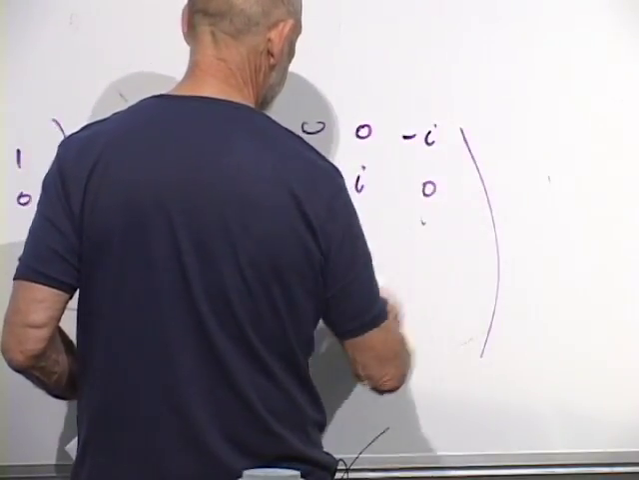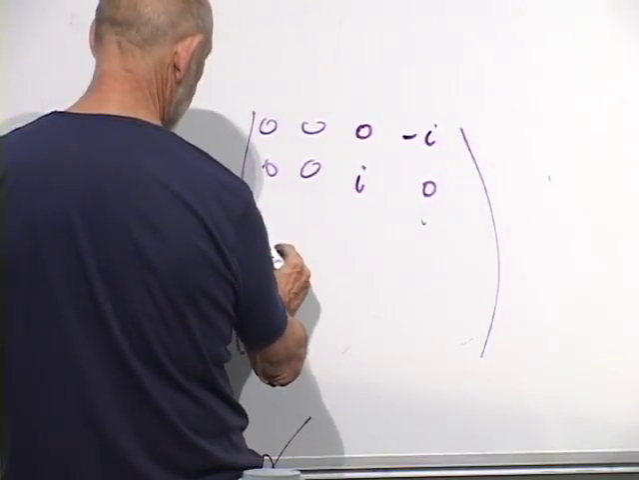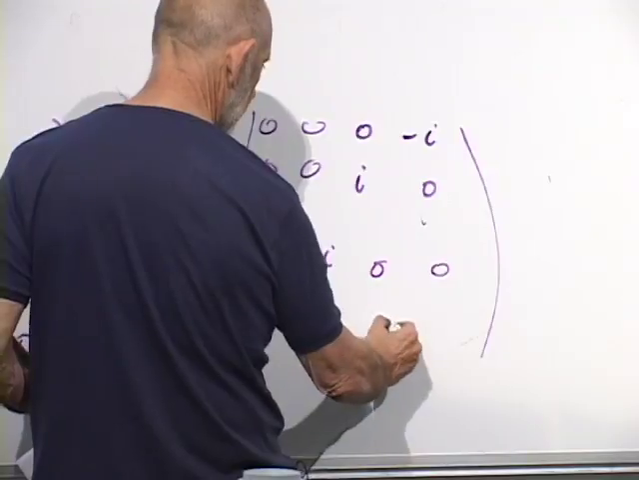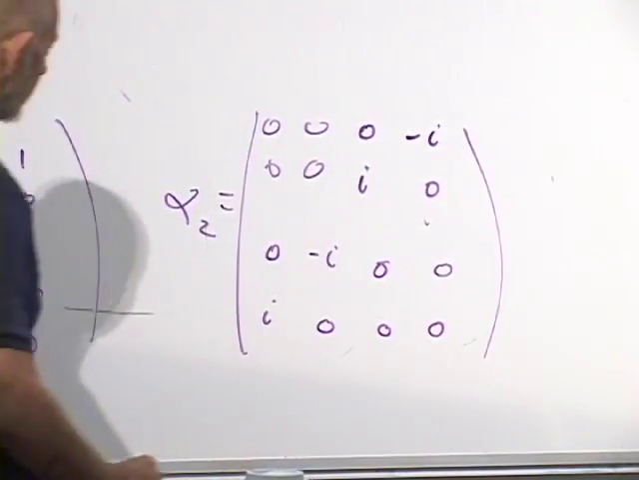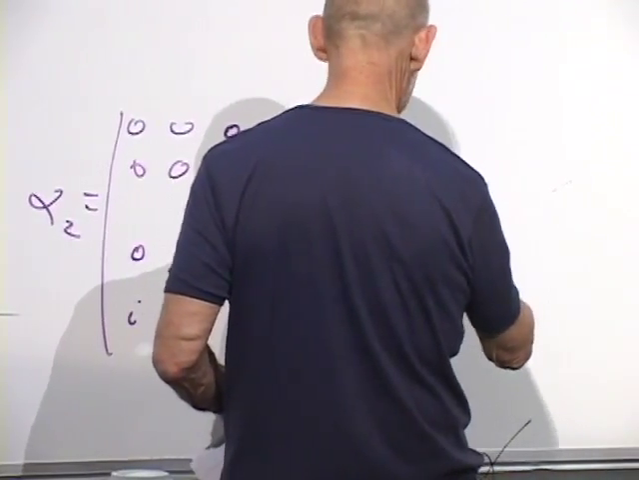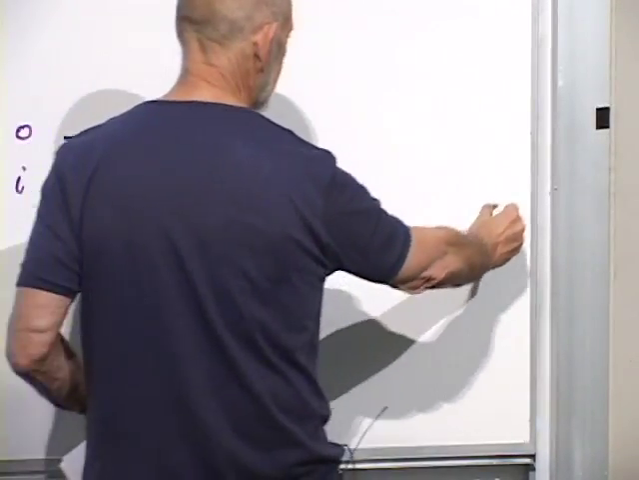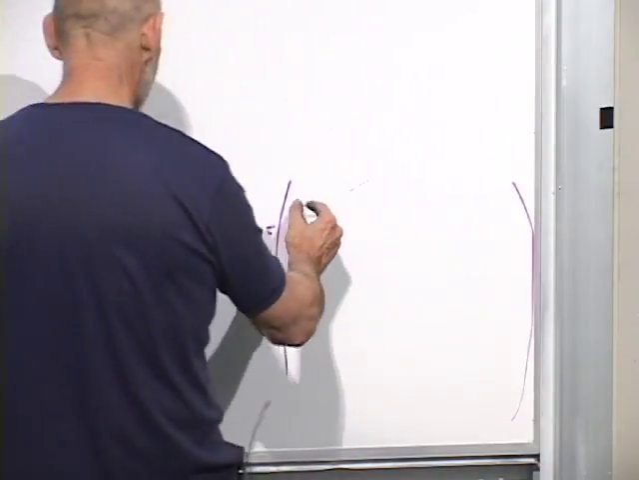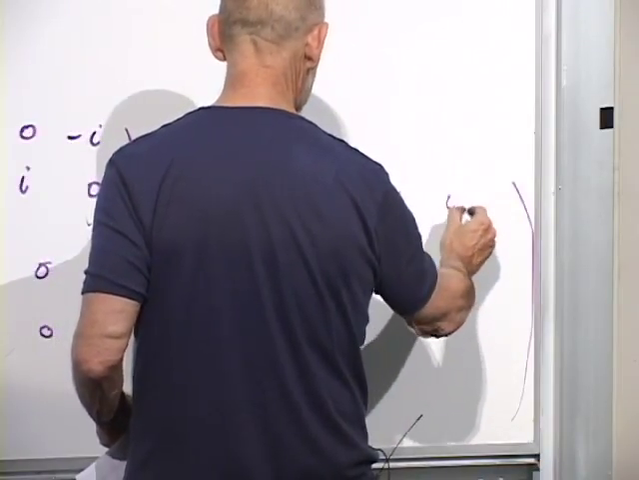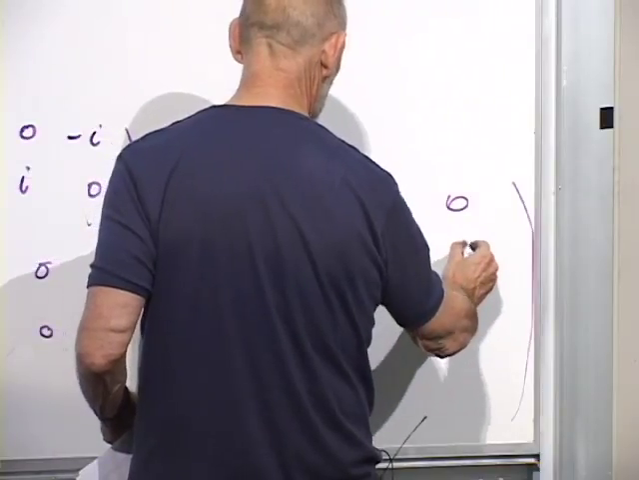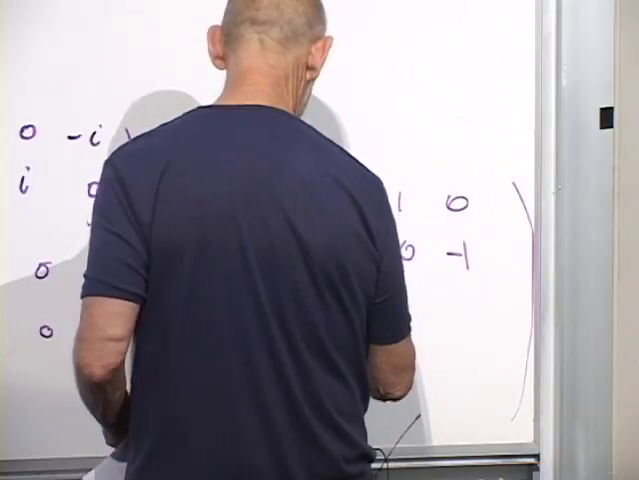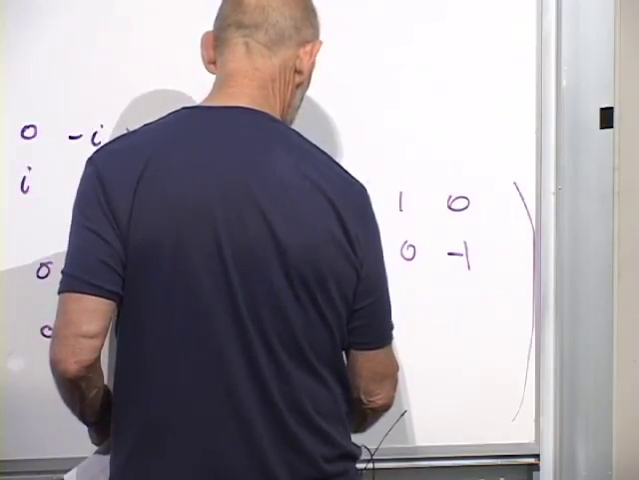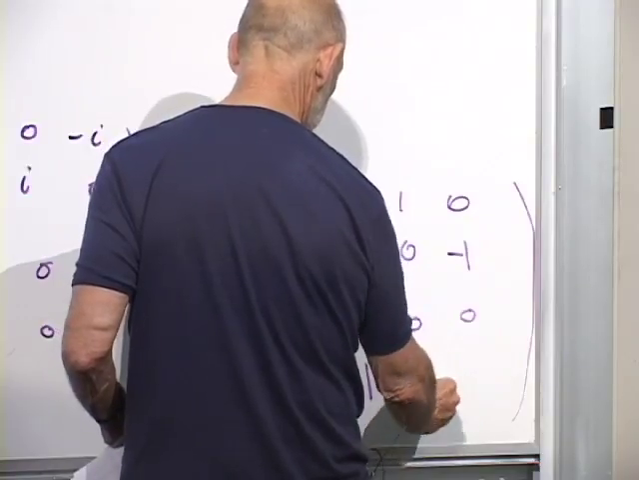Minus i, 0. And down here we have 0, minus i, 0. And then 0, 0, 0, 0. Alpha 3. Surely you can guess. Somebody want to take a stab at it? 0, 0, 0, 0. No. 0, 0, 1, 0, 0, 0, 0, 1, minus 1, 0, no, 1, 0, 0, minus 1, 0, 0, 0, 0.